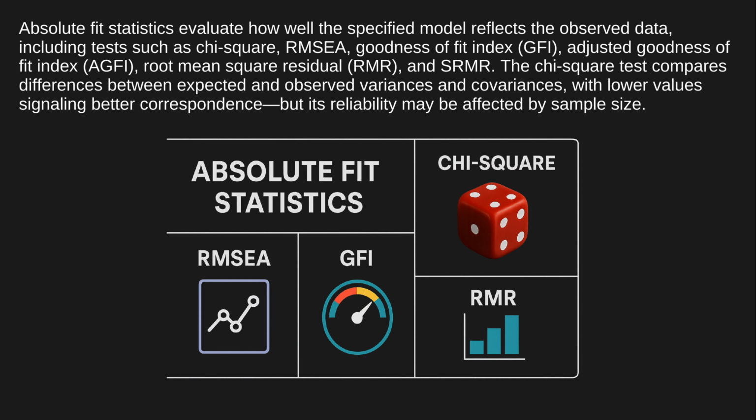Absolute fit statistics evaluate how well the specified model reflects the observed data, including tests such as chi-square, RMSEA, goodness of fit index, GFI, adjusted goodness of fit index, AGFI, root mean square residual, RMR, and SRMR. The chi-square test compares differences between expected and observed variances and covariances, with lower values signaling better correspondence, but its reliability may be affected by sample size.